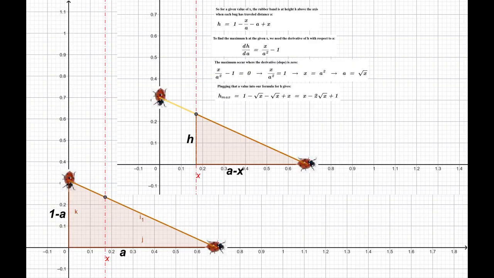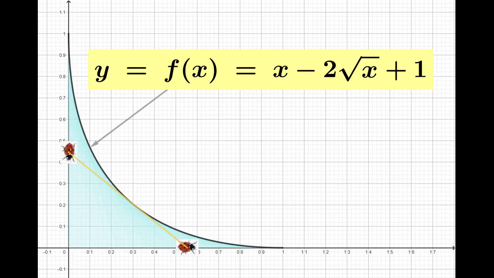So now I can take that value of A and plug it back into the equation for h to get h max, which is 1 minus the square root of x, minus the square root of x again, plus x, or x minus 2 square roots of x plus 1. And that is the function we're looking for. y equals f of x equals x minus 2 square roots of x plus 1. So that's our solution.